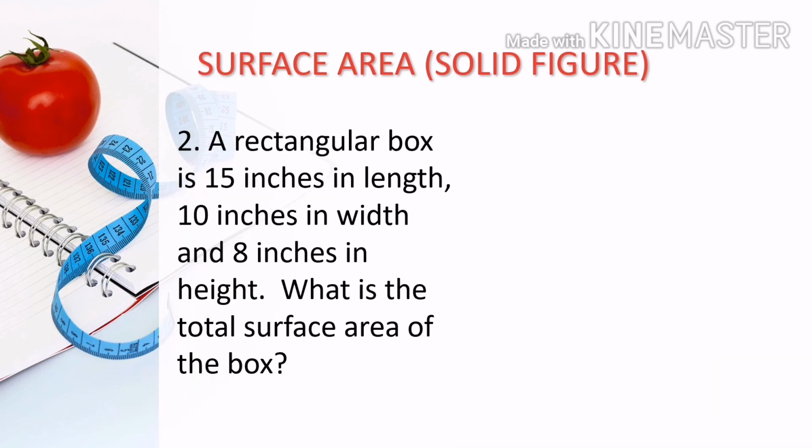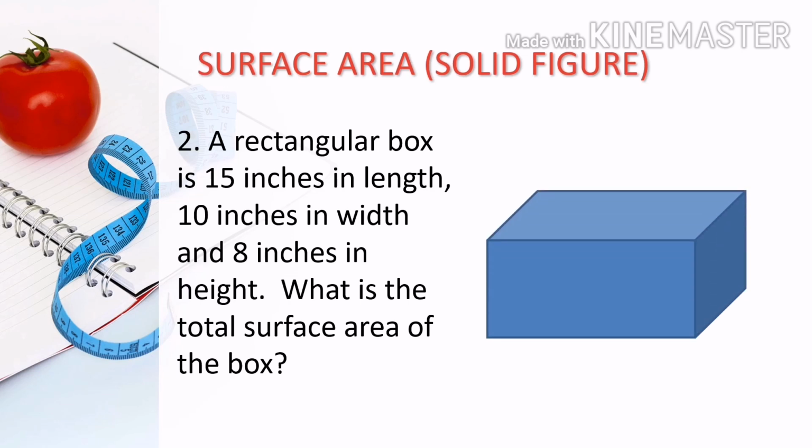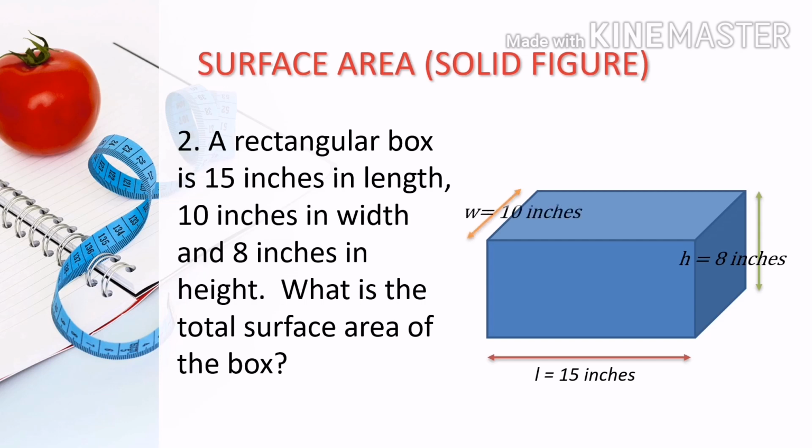Another example. A rectangular box is 15 inches in length, 10 inches in width, and 8 inches in height. What is the total surface area of the box? Suppose this is the box. Our length is 15 inches, the height is 8 inches, and the width is 10 inches. You can imagine it now.